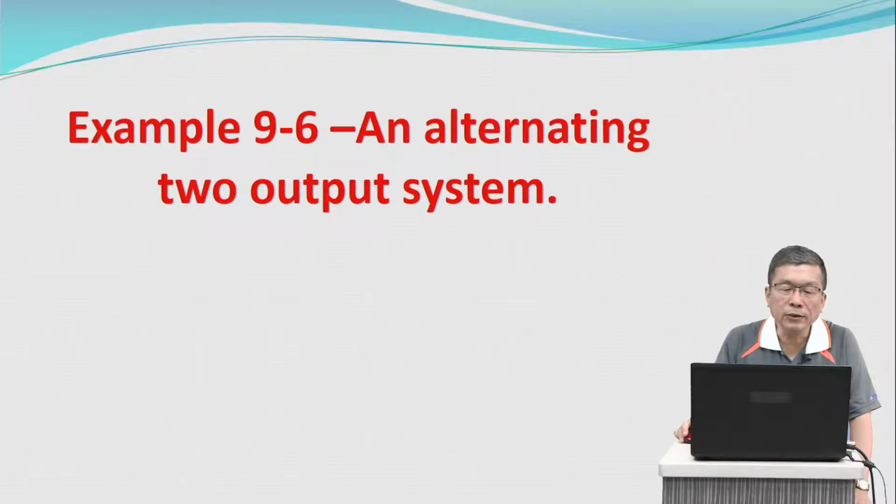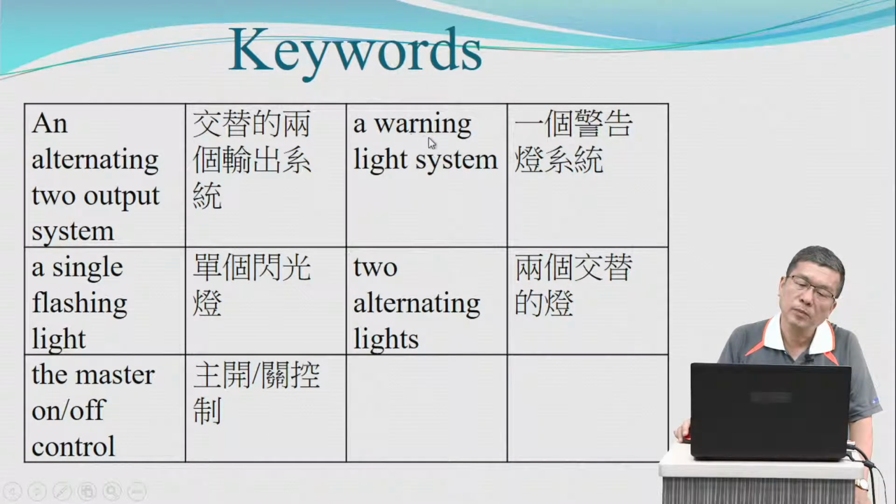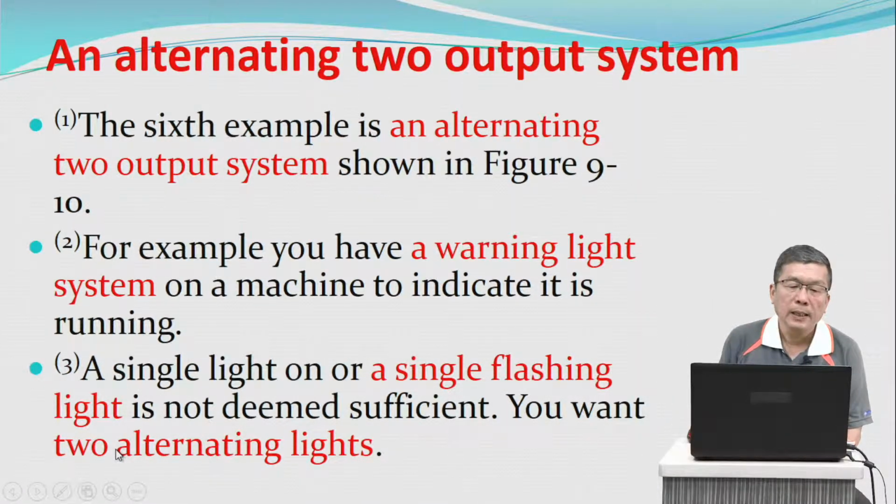An alternating two-output system example. The keywords: an alternating two-output system, a warning light system, a single flashing light, two alternating lights, the master on-off control. The sixth example is an alternating two-output system shown in figure 9.10.